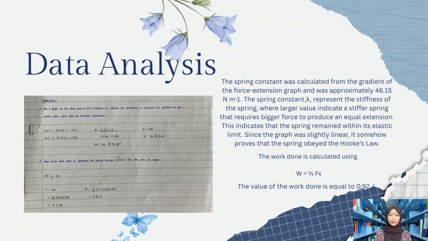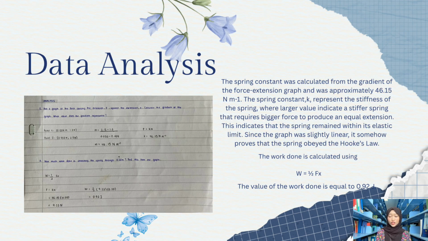The spring constant in question 1 was calculated from the gradient of the force-extension graph and was approximately 49.15 Newton per meter. The spring constant k represents the stiffness of the spring, where a larger value indicates a stiffer spring that requires bigger force to produce an equal extension. This indicates that the spring remained within its elastic limit. Since the graph was slightly linear, it somehow proves that the spring obeys Hooke's law.